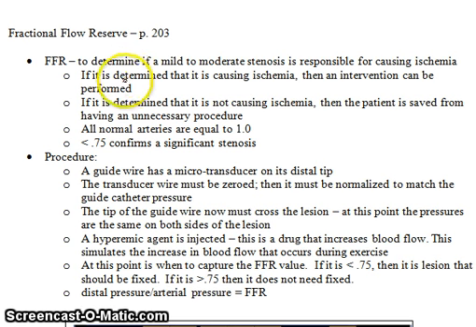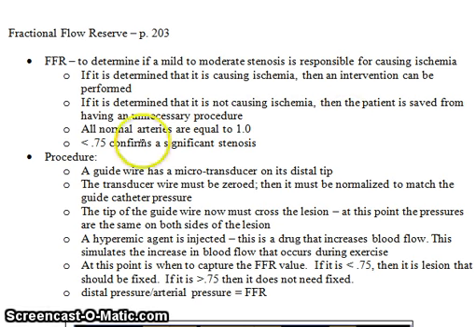So if it is determined that it is causing the ischemia or chest pain or problems, then we can put in a stent or do an intervention. But if the FFR determines that it's not causing problems, not causing the ischemia, not causing damage to the heart, then we save the patient from an unnecessary procedure.